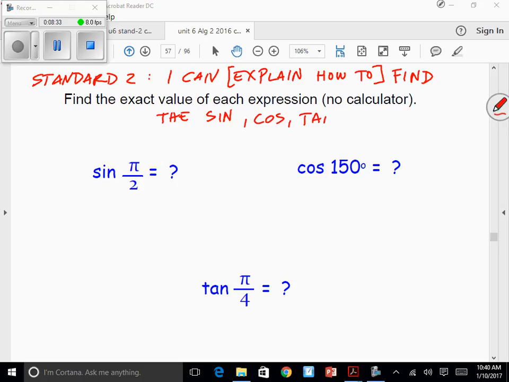Hold on. Okay, let's go. I can explain how to find the sine, cosine, and tangent of radians and... Someone finish that sentence? And what? And degrees. I should put up, yeah, I'll finish it, of a unit circle.